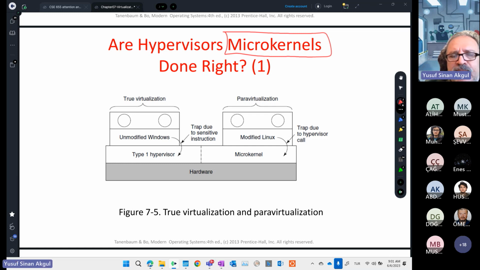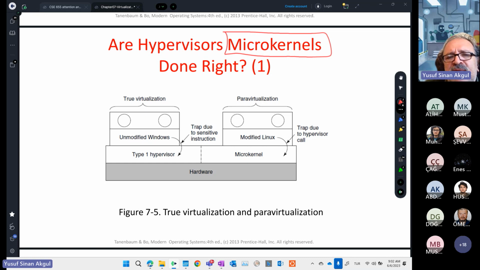Yes, Abdullah. It was smaller in comparison to a regular kernel, so the probability of including a bug is much smaller. Exactly right. That's the definition of the microkernel.